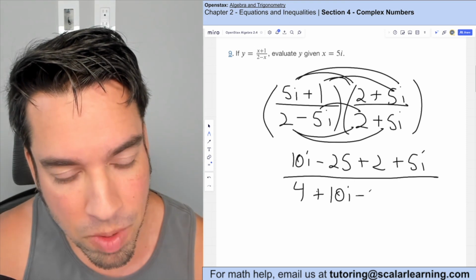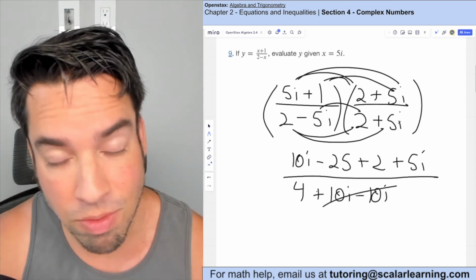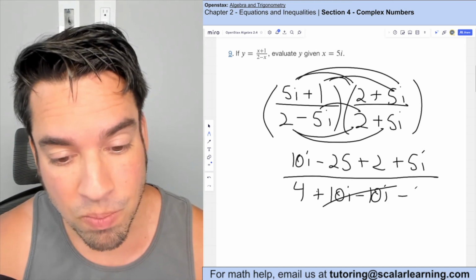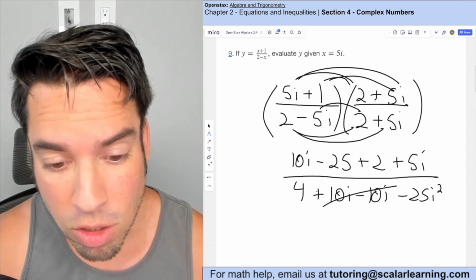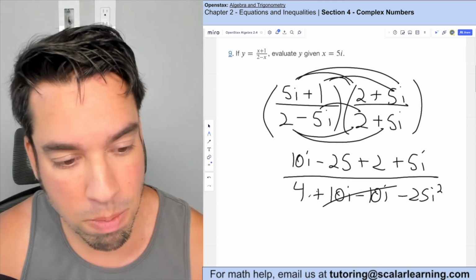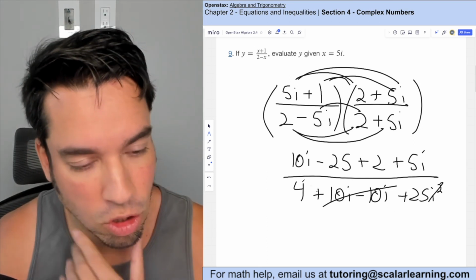So 10i minus 10i, but those will cancel. And then I've got -5i times 5i. That's -25i squared. But again, i squared is -1, so that cancels out with the minus. So on the bottom, it becomes 4 plus 25. So now let's combine like terms and finish this.